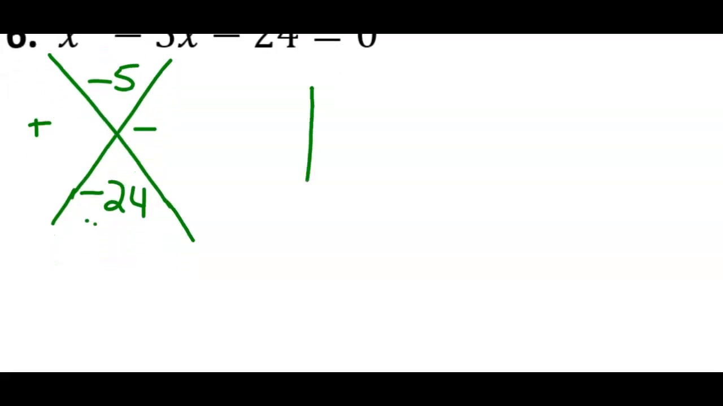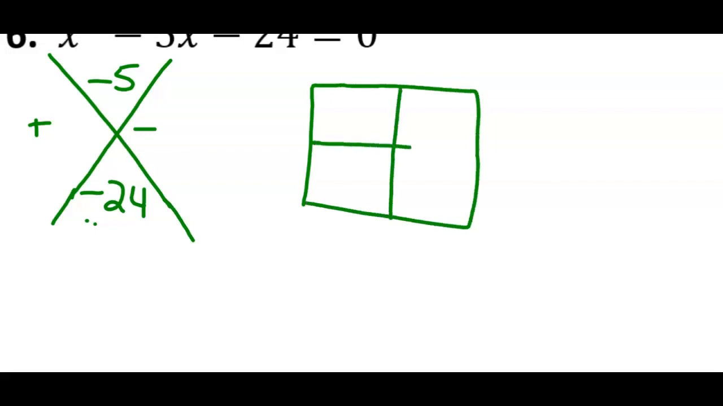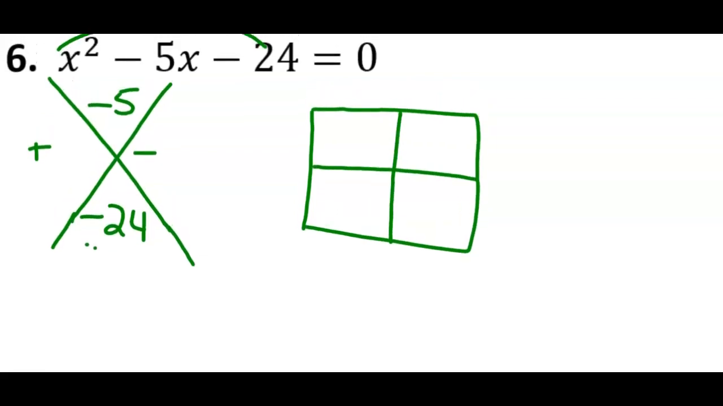What's my box look like? What goes in the top square? X squared. What goes in my bottom square? Negative 24. Okay?